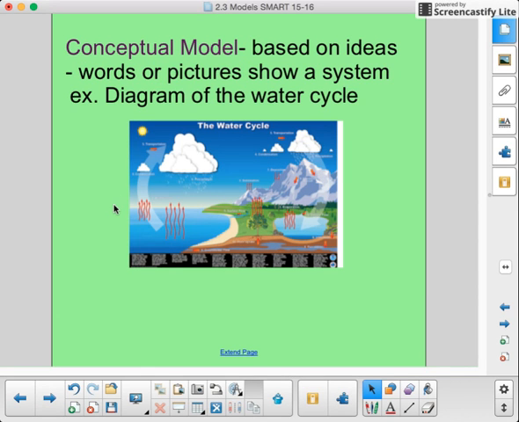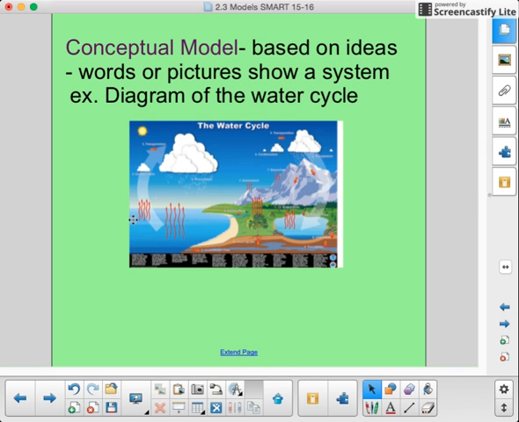A conceptual model is a little bit harder to understand. Conceptual models use words and pictures to show a system, and they're based on ideas. A concept is an idea. One example is this diagram of the water cycle. So it uses pictures and arrows. The arrows are always a big indicator that you're looking at a conceptual model.